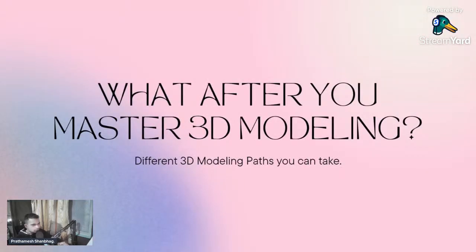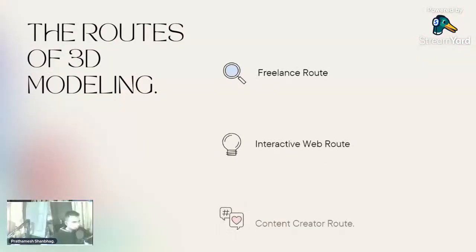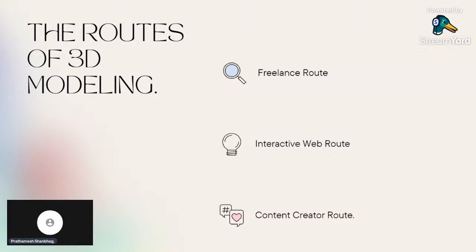Now the final part, the different paths, is something really important, because you should know why you are learning 3D modeling. Basically, what are the different paths that you can take after you master 3D modeling. The different routes are the freelance route, the interactive web route, and the content creator route. It is something that I have bifurcated.